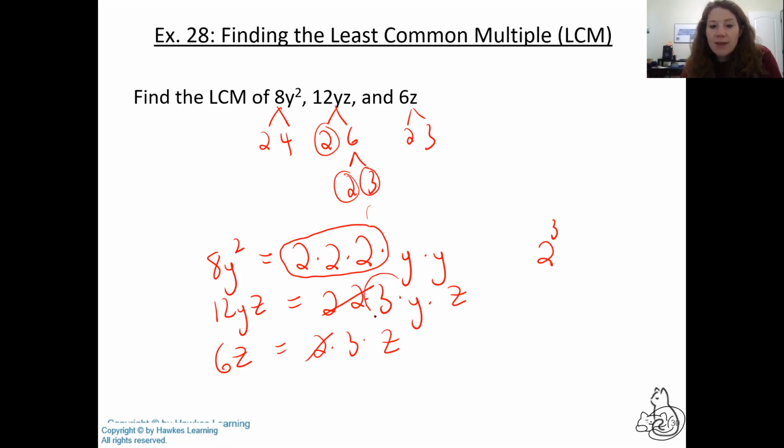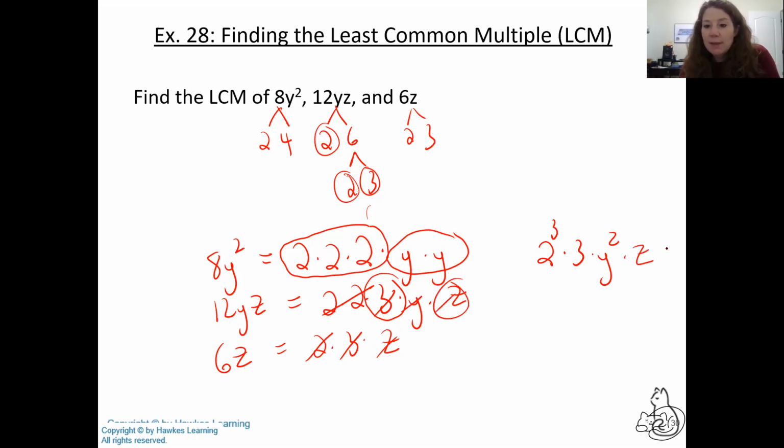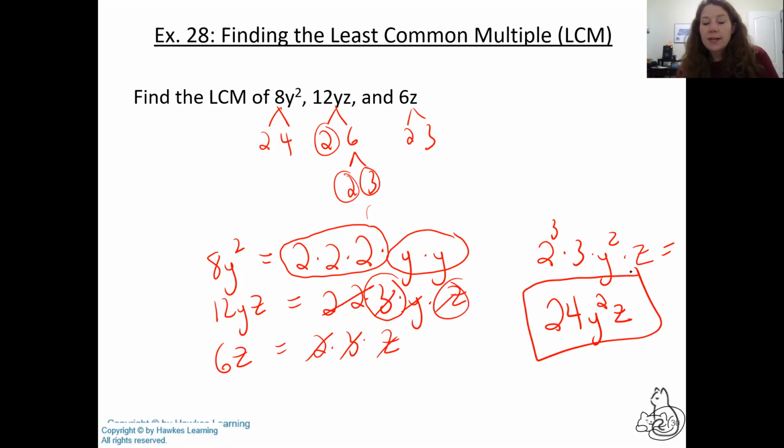Then another unique factor is a 3. The biggest group is 1. I see a y. Here I have a group of 2. So our largest group of y's is 2, and it represents all y's. And then I have the unique factor of a z. There's only 1. That's my largest group. So in my calculator, I'm going to multiply 2 to the 3rd power times 3, which is 24. So I have 24y squared times z, and that is my final answer. That's the least common multiple of those three numbers.